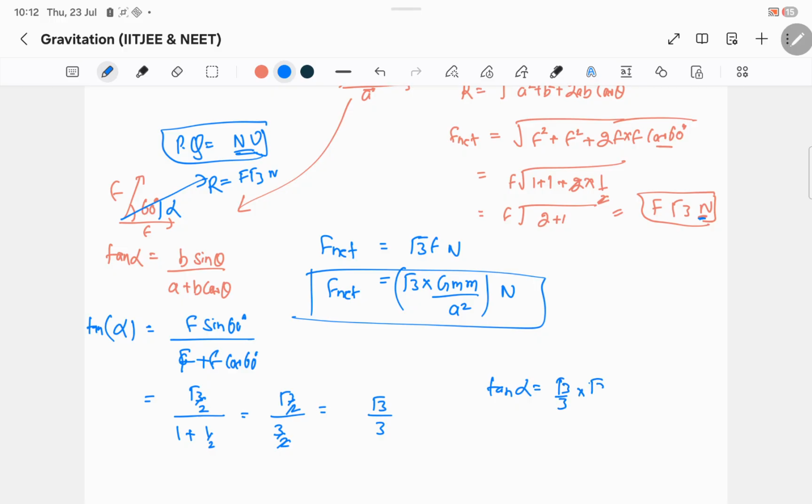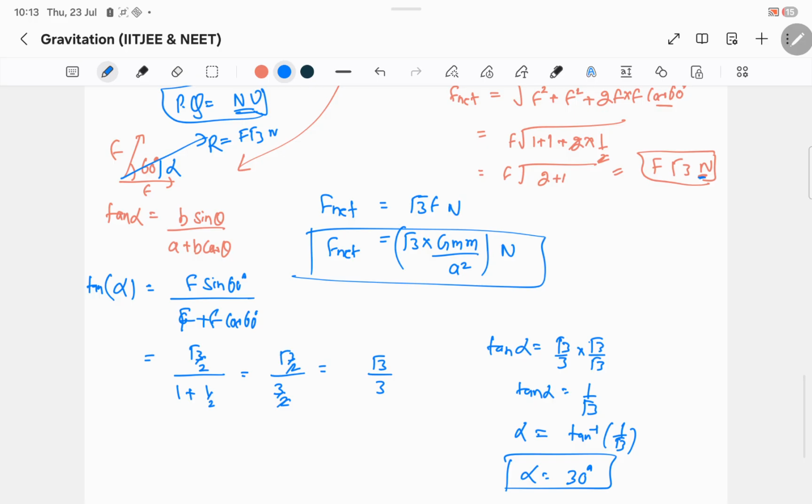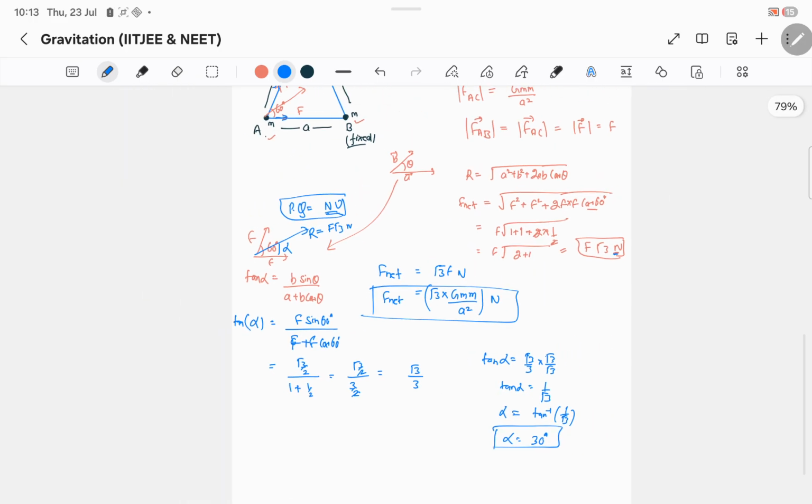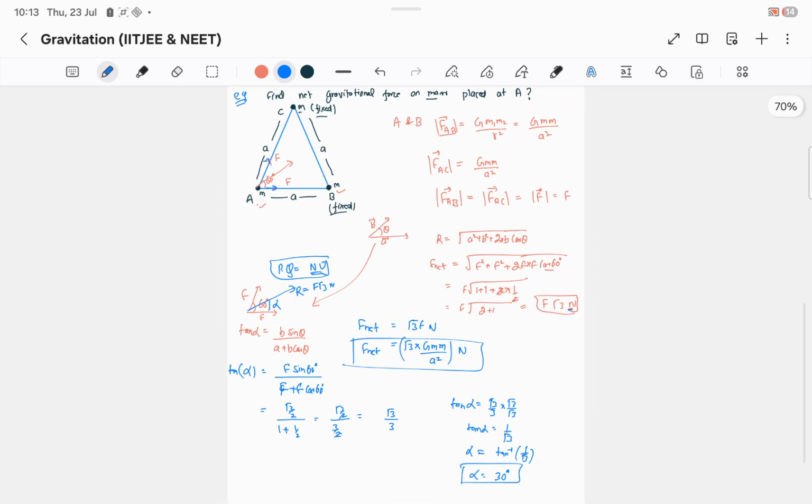You can rationalize it, multiply and divide. Then tan alpha will be, sorry, it will be 1 by root 3. 1 by root 3, the 3 will cancel. Then alpha will be tan inverse of 1 by root 3, so alpha will be 30 degrees. And you know, when two vectors are the same, it will be 30 degrees. So you found both direction and magnitude for this gravitational force. If any doubt is there, you can still ask me in the comment box.